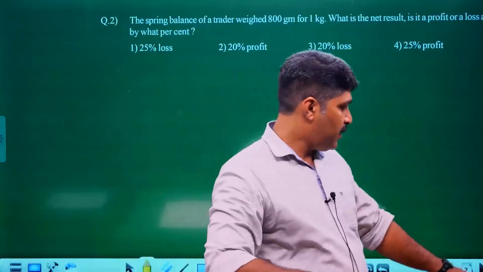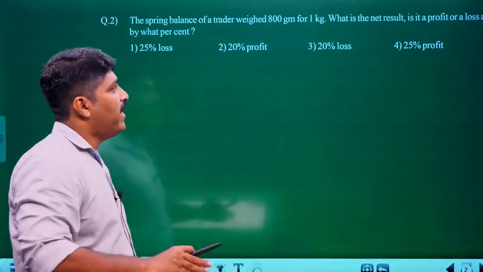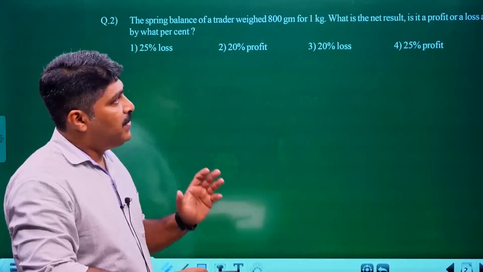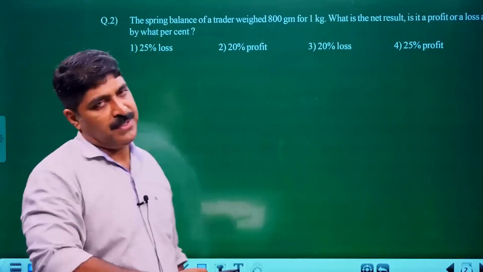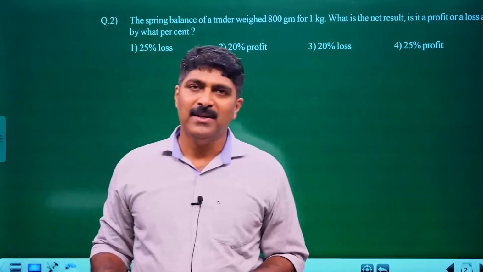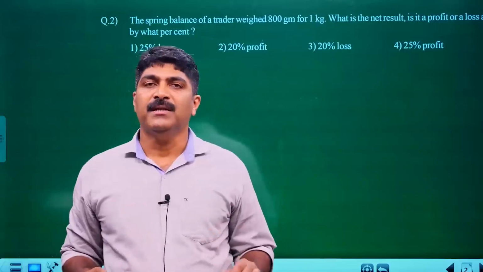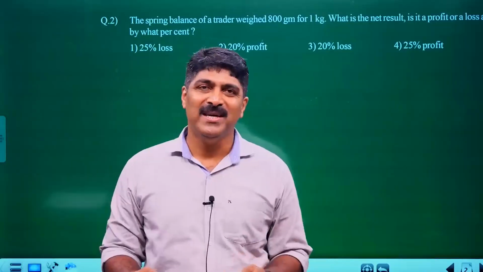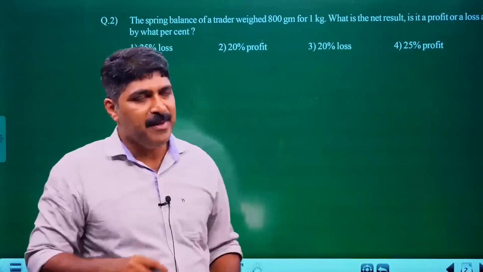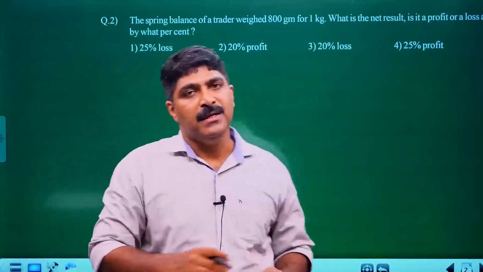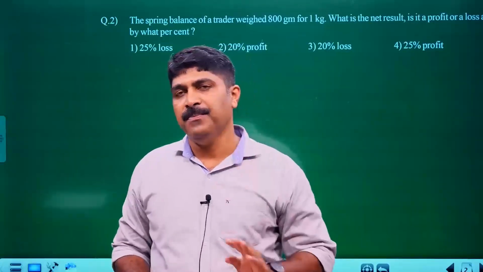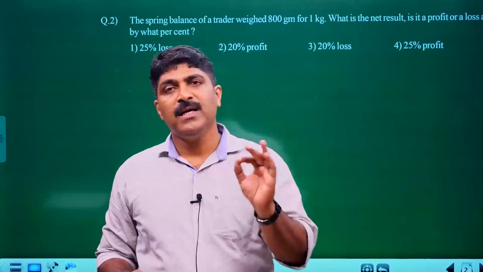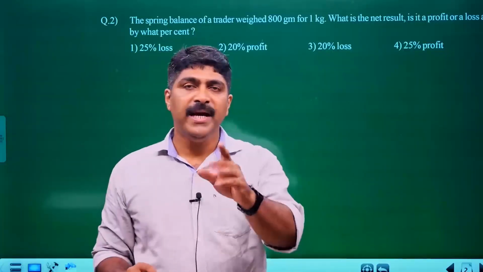Move to the second question. The spring balance of a trader weighed 800 grams for 1 kilogram. What is the net result, is it a profit or loss, and by what percent? First of all, understand the situation clearly. What happened there? He made some malpractices or tricky arrangements on the weighing machine. Due to this faulty arrangement, the weighing machine weighs exactly 800 gram when it shows 1 kilogram. So that means in each 1 kilogram, he is actually selling only 800 gram.